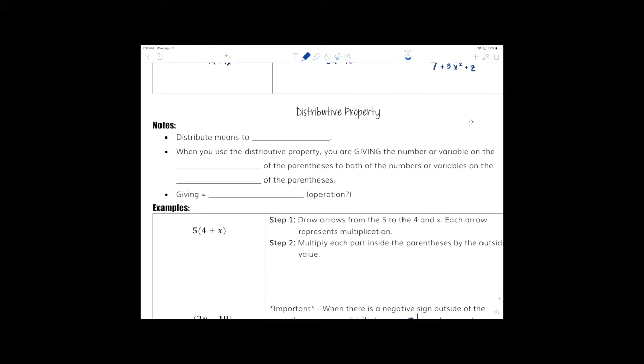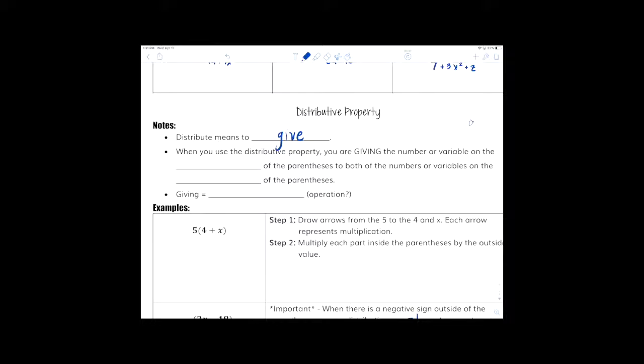Okay? So when I distribute something, so distribute means to, so if I distribute this to her, what am I doing? I'm distributing this iPad. I'm giving it to her. So distribute means to give. Maybe next time if you sit up in the front and then you get the iPad.